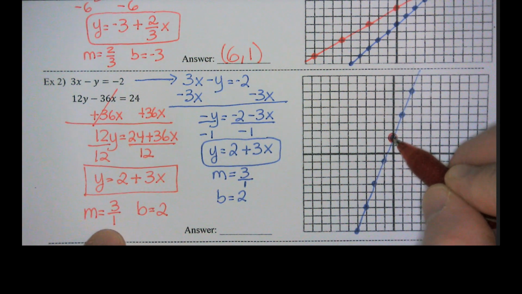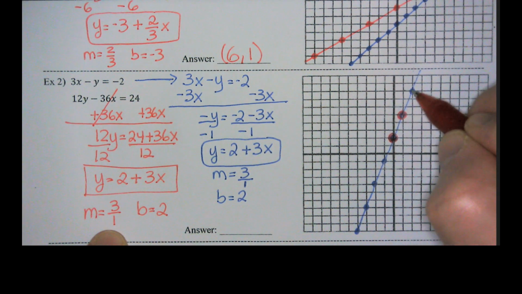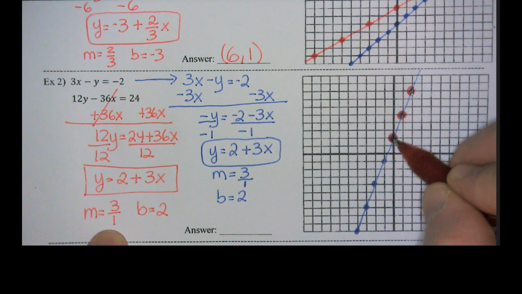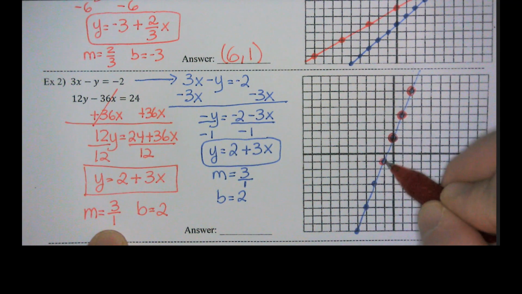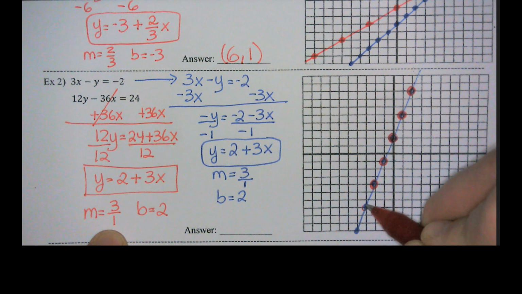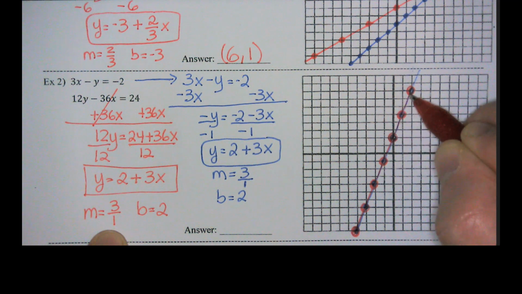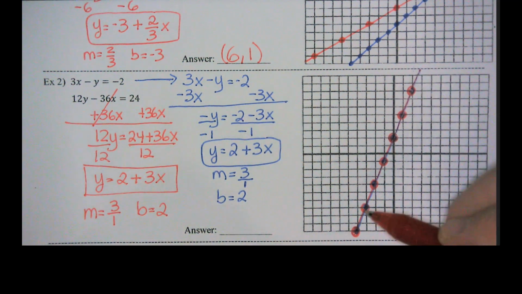And then from there, I'll go up 3, 1 to the right, up 3, 1 to the right, and then I'll go backwards, down 3, 1 to the left, down 3, 1 to the left, and so on. And what happened is I got the same line as the blue line. So that means every single point on this line is a point of intersection.